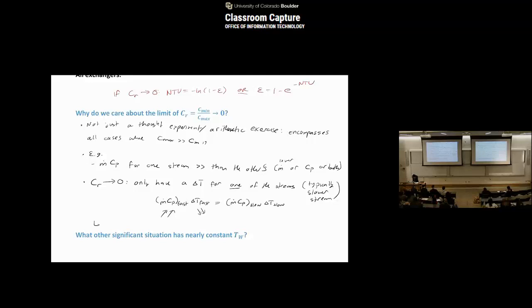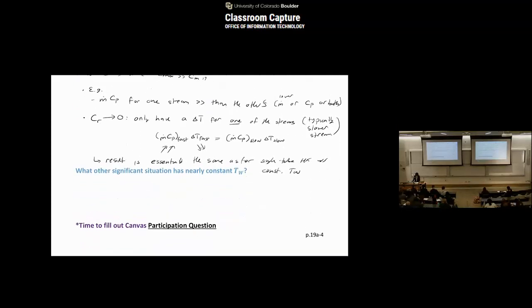And so this result is essentially the same as for the case of a single tube heat exchanger with a constant T_W. That is important enough that I'm going to write it down. Result is essentially same as for single tube heat exchanger with constant T_W. And that's just the fluid on the outside of the shell of the single tube heat exchanger, or tube.